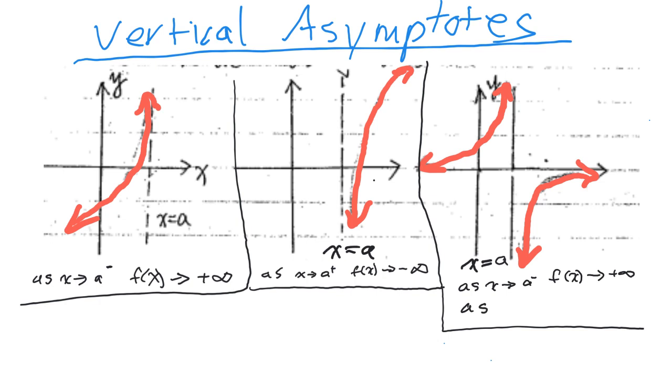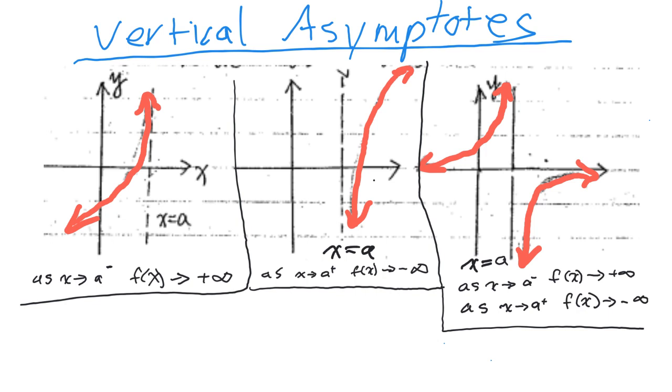The other side is as x approaches a from the positive side. That's what the plus side means, right? f of x goes towards negative infinity. So there it is. Those are basically the things we say for those graphs. So when you see a graph that does something like this, you know that is what your graph is doing.